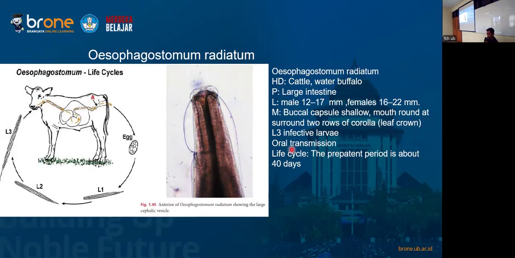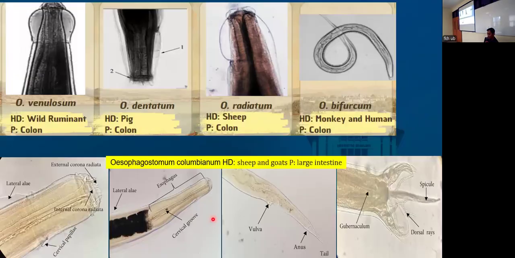L3 is the infective larva, and it transmits by oral transmission. For the life cycle, the prepatent period is about 40 days. You will get it in the practicum: Oesophagostomum venulosum, dentatum, radiatum, bifurcum. I eat of Oesophagostomum columbianum, and they have a definitive host in sheep and goat, and the predilection site of this worm is the large intestine.